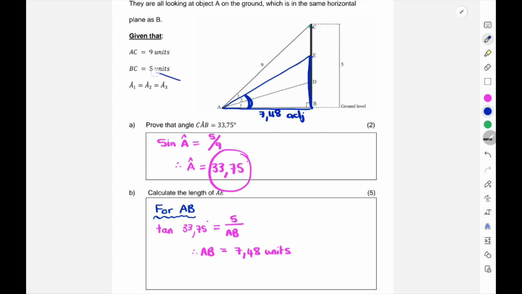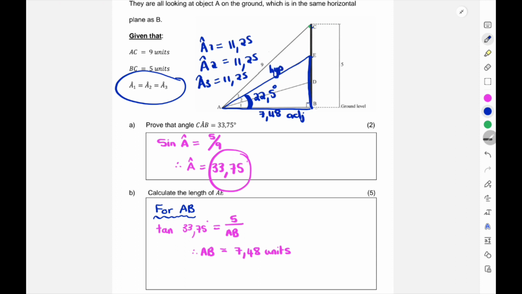Remember they said A1 is equal to A2 is equal to A3. So if you take that 33.75 and you divide it by 3, you get that each angle, A1 is equal to 11.25, A2 is equal to 11.25 and A3 is also equal to 11.25. So now we know that A1 and A2, 11.25 times 2 gives you 22.5 degrees. So now we've got at least the angle that we're working from. We are not looking for the opposite. We are looking for the hypotenuse, and we've got the adjacent.